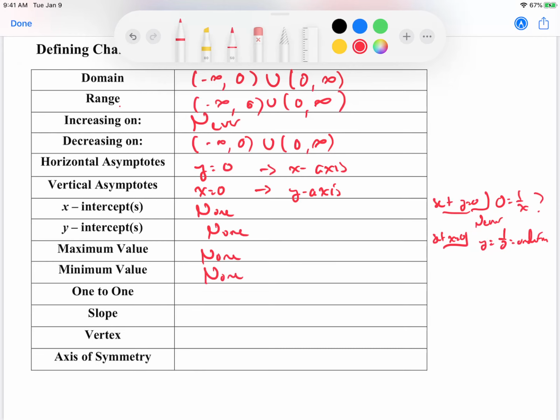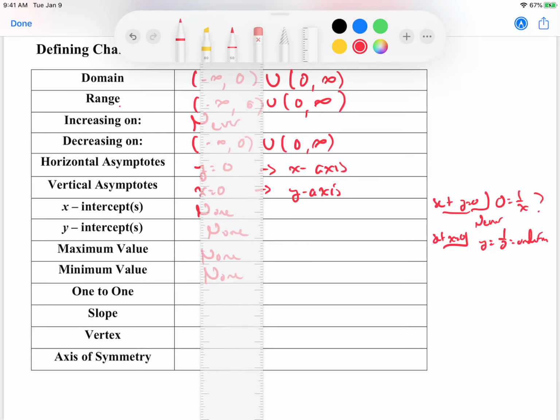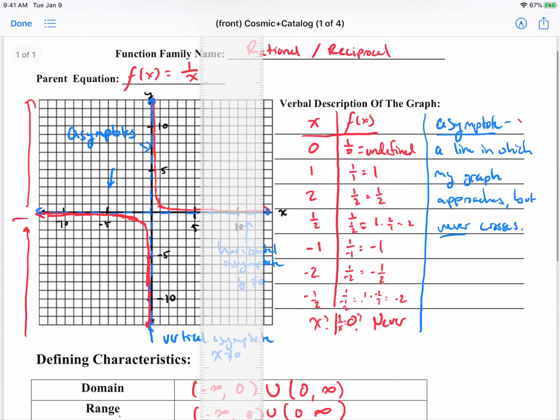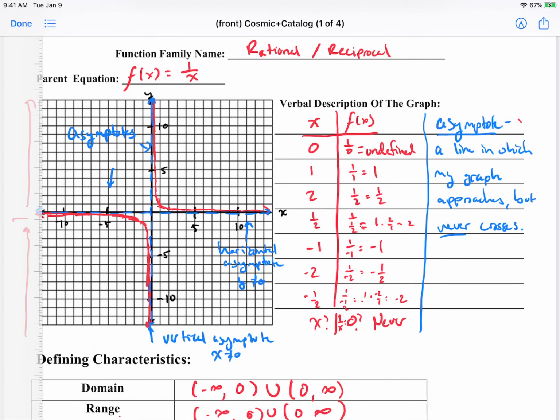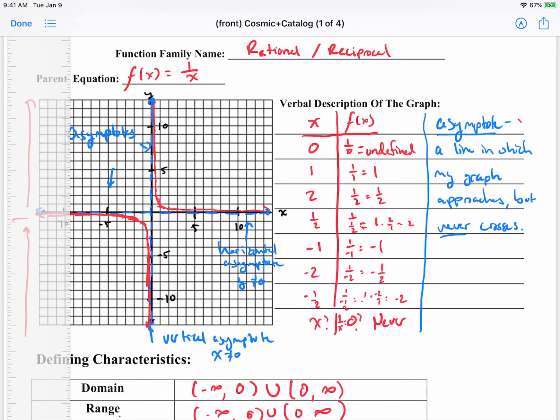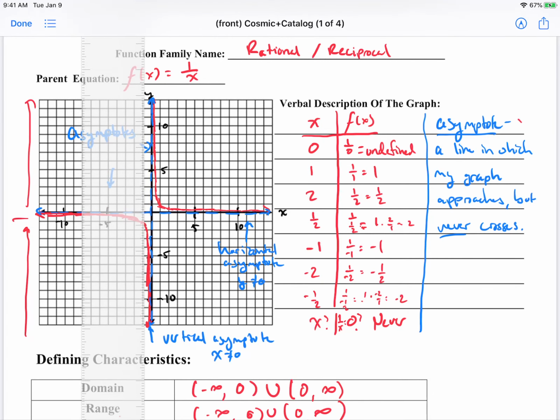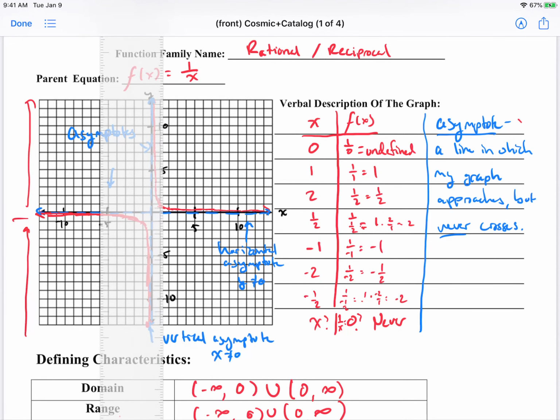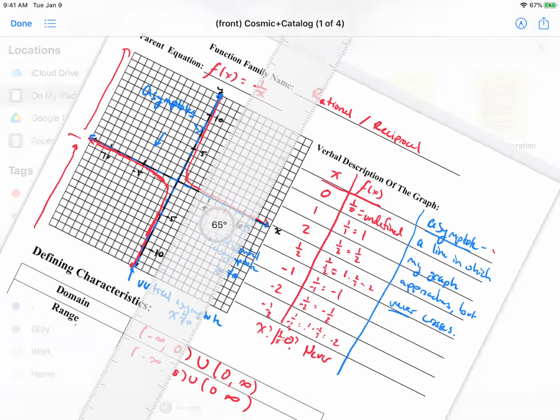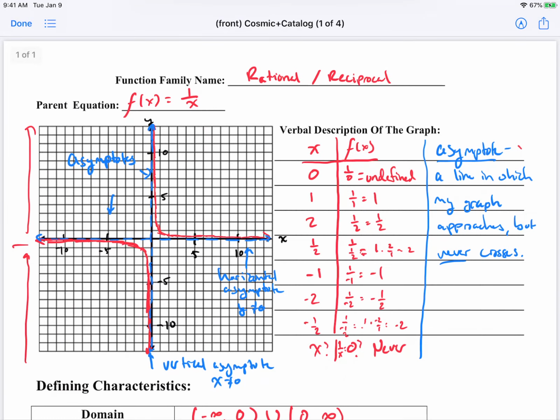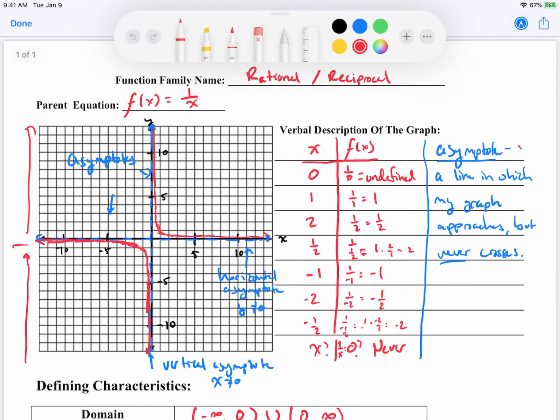Is it 1-to-1? Well, let's check here. If I do it this way, is this a function? Yes, it is. Even though this is the weird part, it actually does pass the vertical line test. Now that was weird. Now for the horizontal line test.